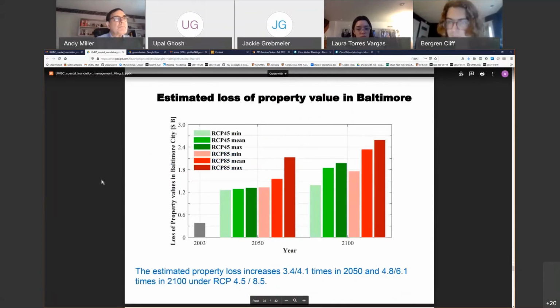Then we basically used the damage function from FEMA to look at the potential cost of property loss. So there will be a three to four times increase of property loss in Baltimore in 2050, maybe five to six times in 2100. Okay, next slide, please.